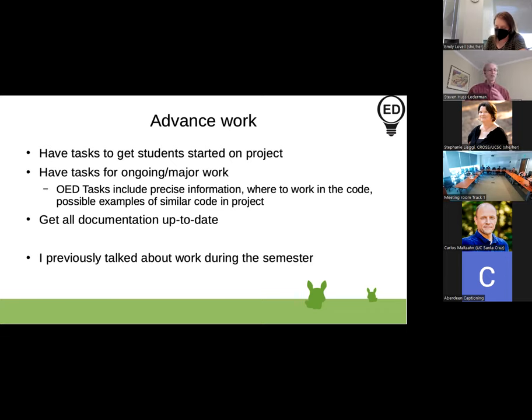And as I mentioned, you've got to get your documentation up to date and make sure everything's ready before the semester starts. And I already talked about things I'm doing during the semester, so I'm not going to bring those up right now.